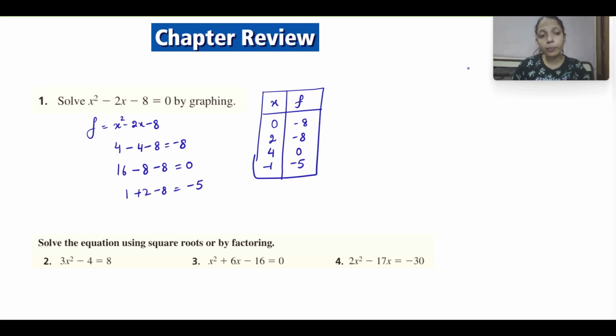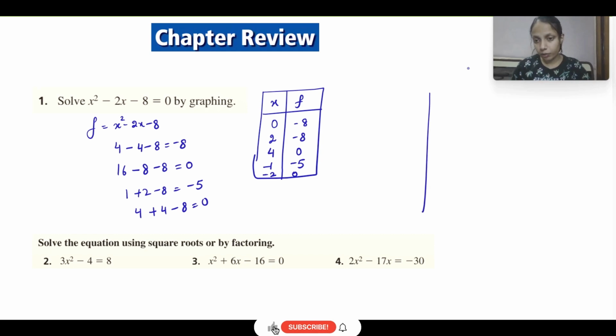Substitute −2. (−2)² is positive 4. Minus times minus is plus, 2 twos are 4, minus 8. So it's 0. At −2, the answer is 0. Let's draw it.